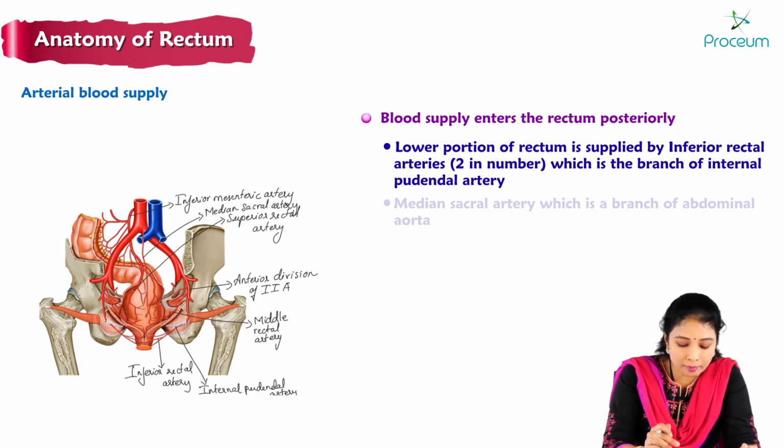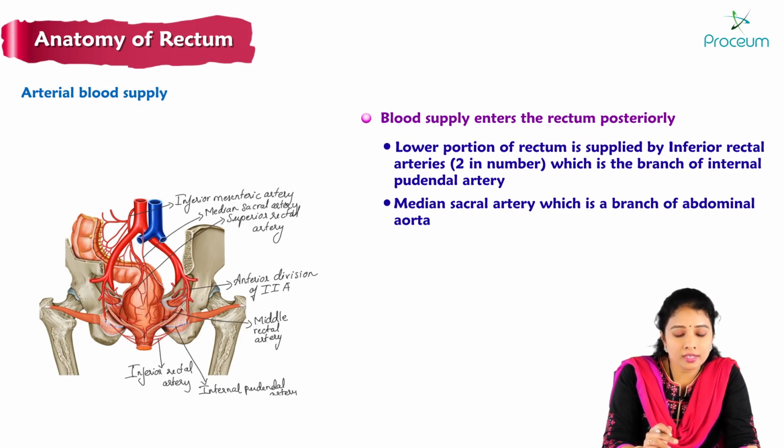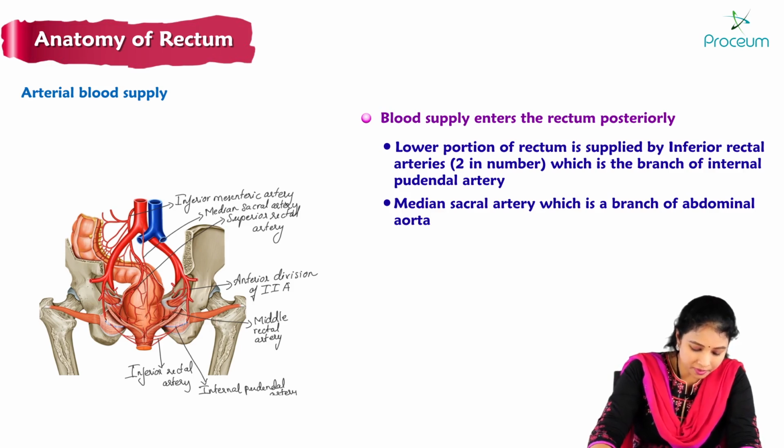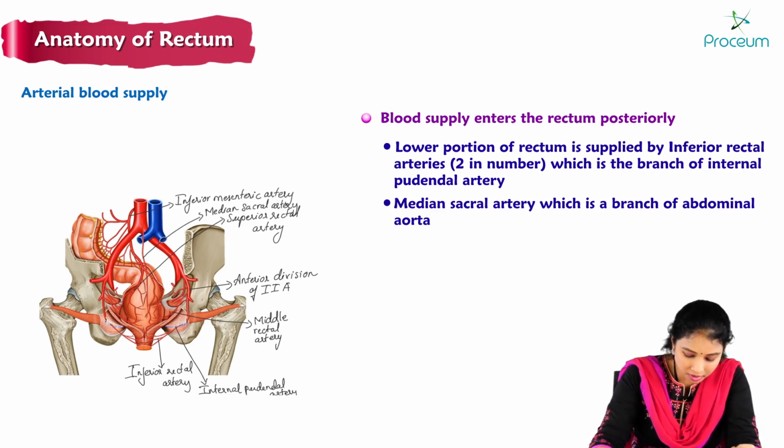And next, the median sacral artery. The median sacral artery is the direct branch of the abdominal aorta, as we can see here, and it supplies the rectum posteriorly. So this is the blood supply of the rectum. Here is the posterior view of the pelvis where we can see the blood supply of the rectum.